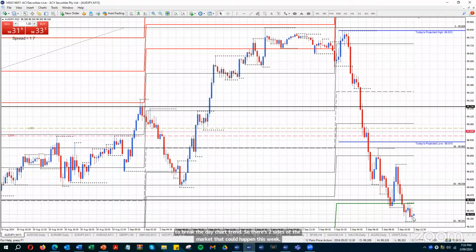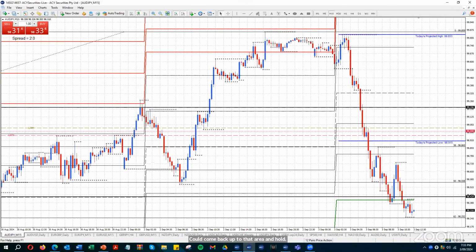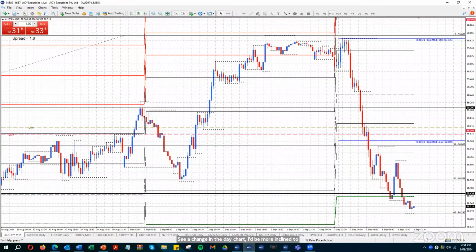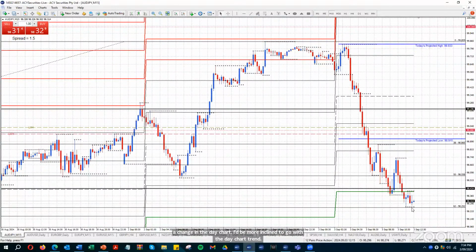Tomorrow we could come back up to that area and hold. But with the day trend up at the moment, and we have moved up to a new high this week as well, then until we see a change in the day chart trend, I'd be more inclined to go with the day chart trend. So could watch this 62 level, which we've missed by about a pip at 98.52 for reversal. I'd much prefer the lower area.